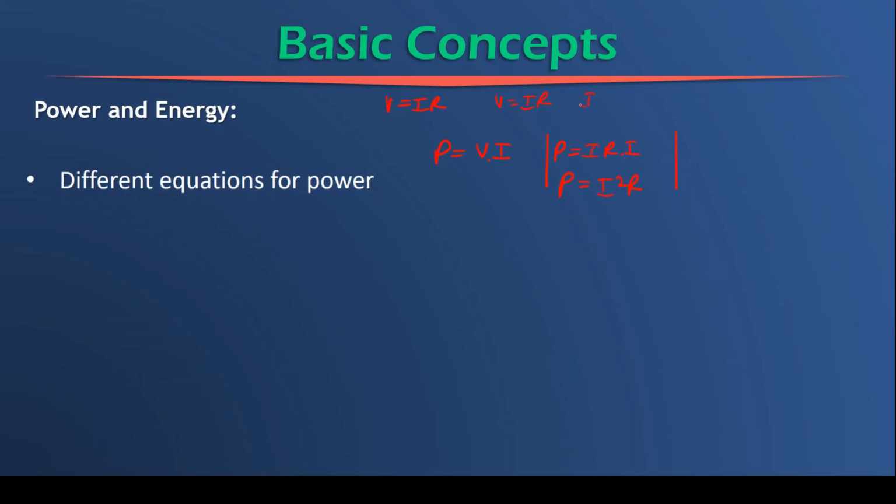And we could also say the current is equal to the voltage over the resistance, so we could say that the third equation would be the power is equal to the voltage multiplied by, in place of current we say voltage over resistance, so power is equal to V squared over R.